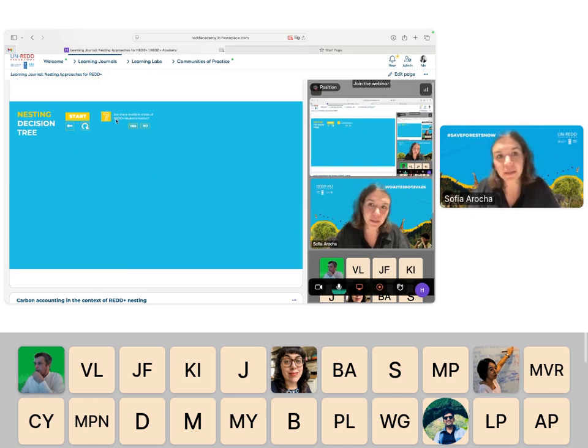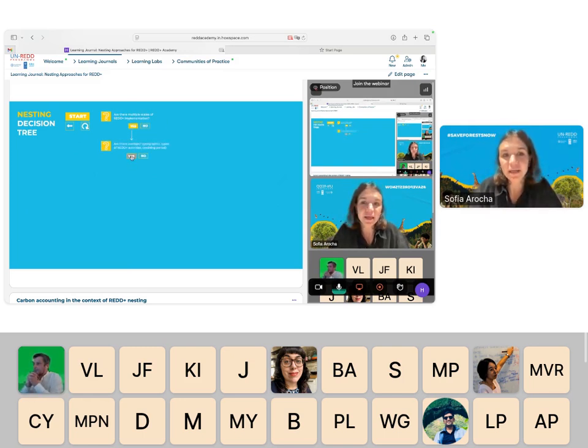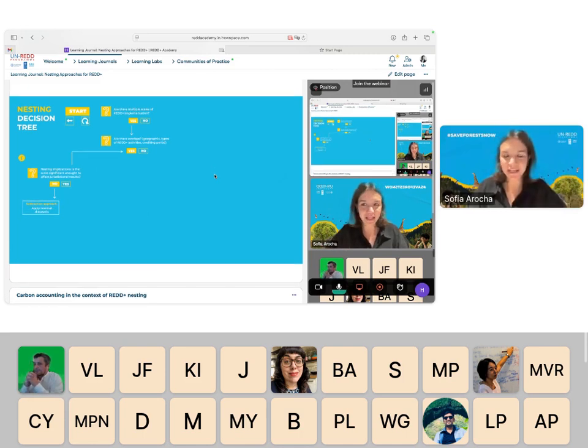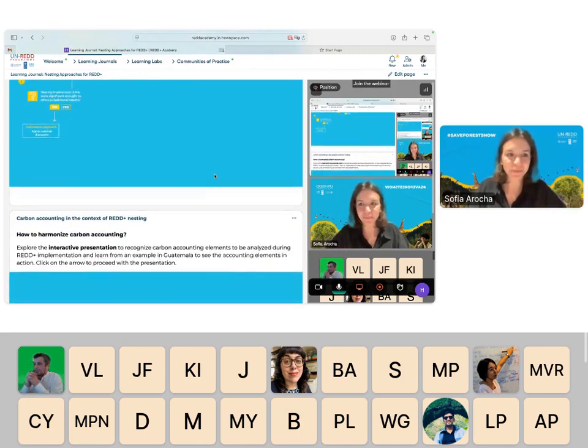So for example, are there multiple scales of REDD Plus implementation? You can place yes, or you can here place no. And then you can go navigating the tree, which I won't deep dive here because Osvaldo already did.